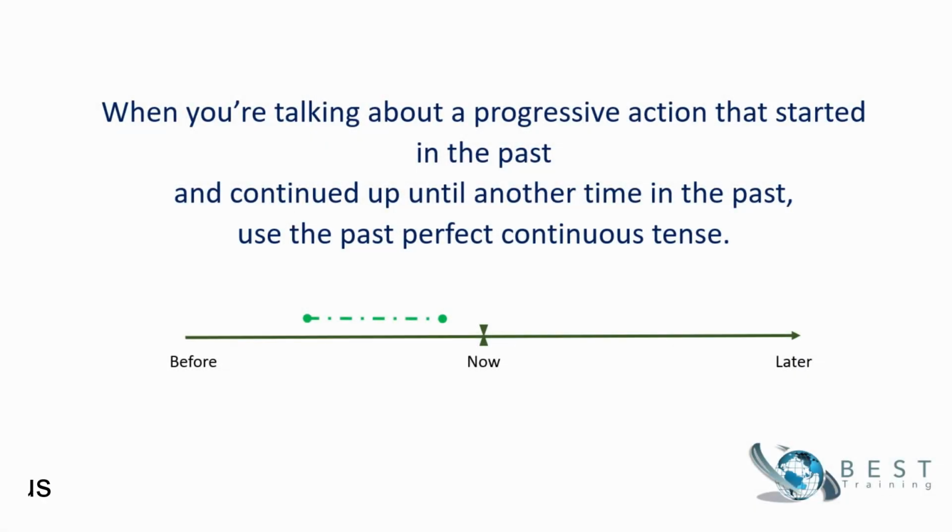When you are talking about a progressive action that started in the past and continued up until another time in the past, I mean, we want to talk about an event that started in the past, progressed in the past, and finished in the past, we use the past perfect continuous tense. The difference is, with the present perfect continuous, the action continued up to now. But with the past perfect continuous, the action continued up to a past time before now. Look at the following example.